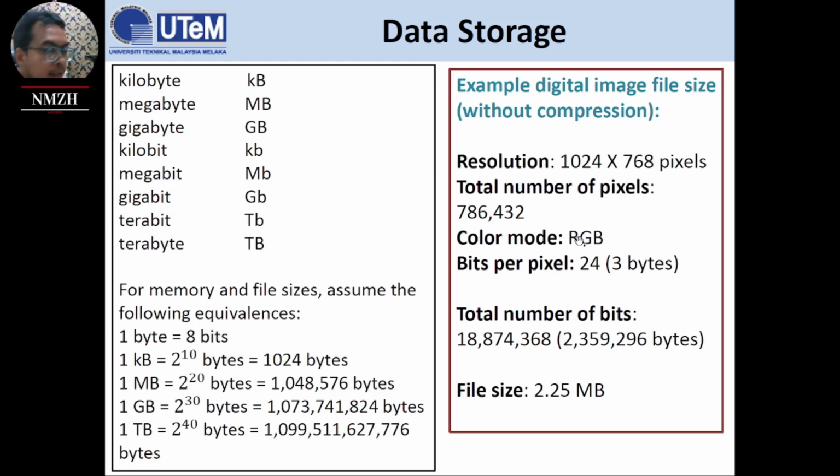So we calculate the 786,432 with 24. We have 18,874,368 bits now. Okay, so this is in bits, guys. In order to get bytes, remember 1 byte equals 8 bits. So this number will be divided by 8. We have 2,359,296 bytes. So this is in bytes, after we divide by 8 from bits to bytes.